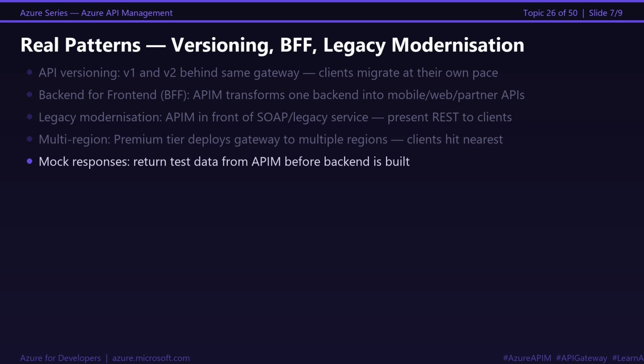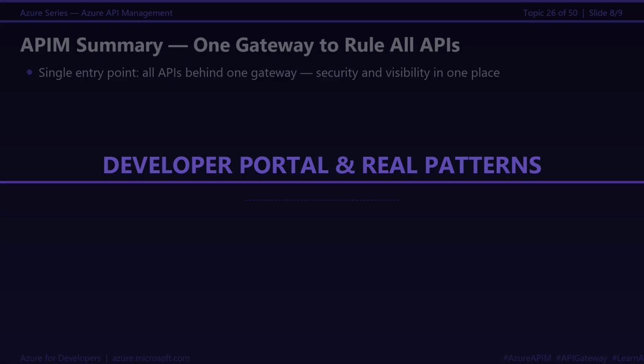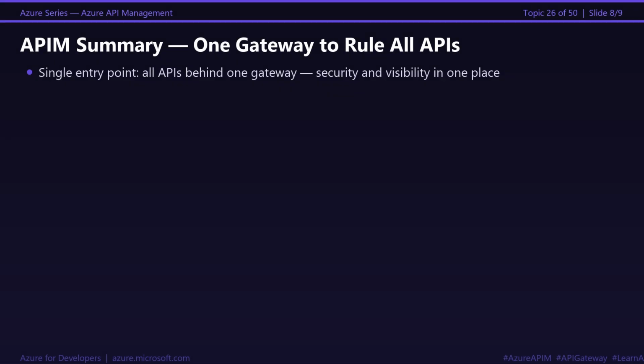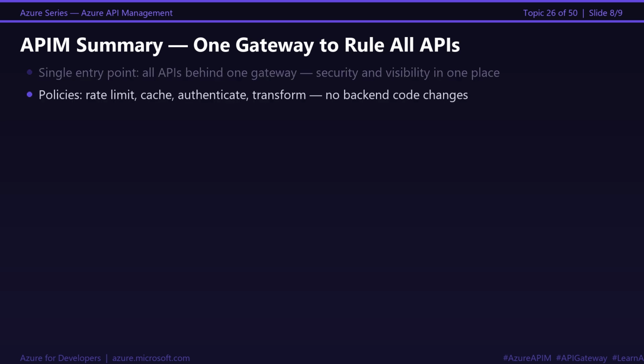Let me bring it all together. Azure API Management puts a controlled, observable gateway in front of all your APIs. Clients never call your backends directly. They call APIM. APIM applies policies. APIM calls the backend. Policies transform what APIM can do without touching backend code. Rate limiting. JWT validation. Response caching. Header transformation. Apply once in the gateway. Works for every backend behind it.